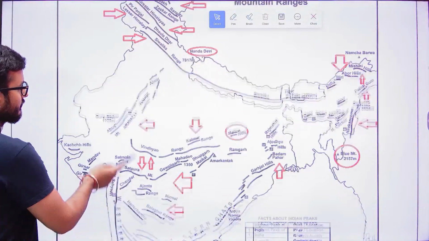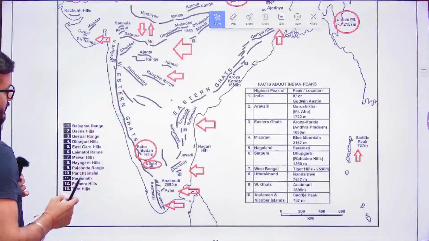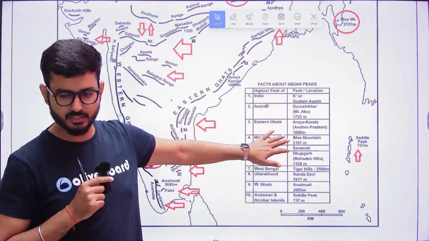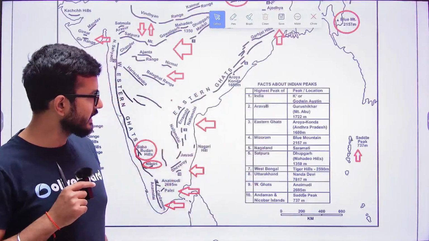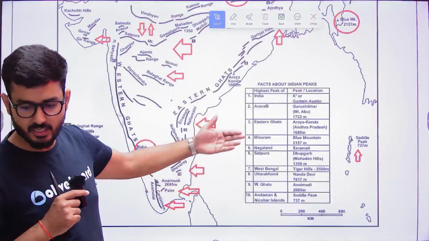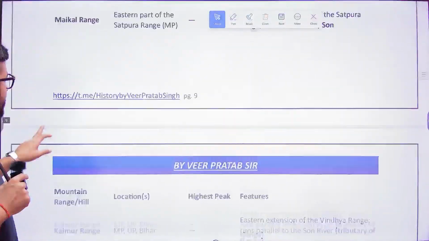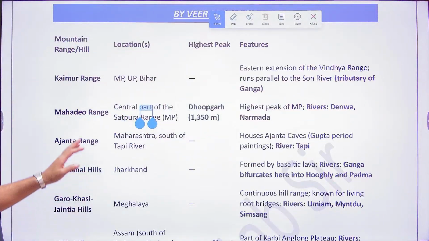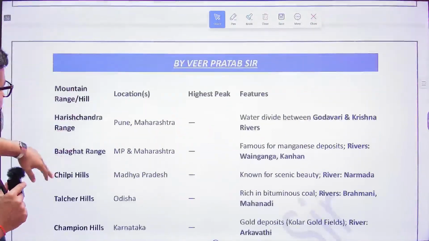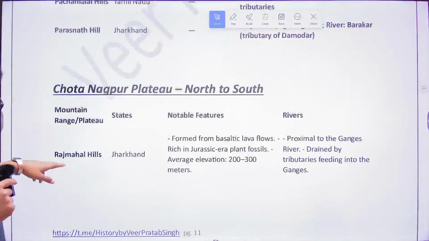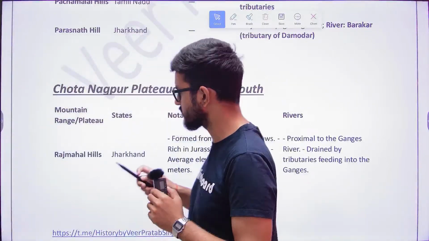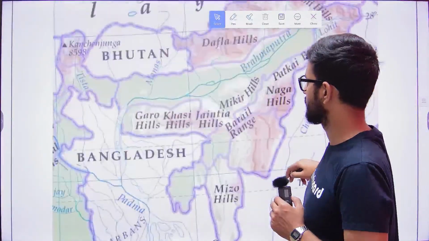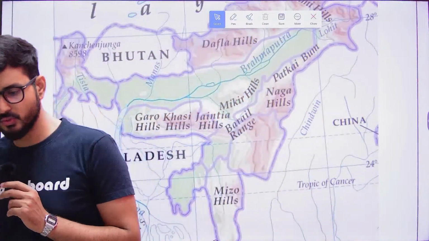So this was their year. Just look at this. Facts about the Indian peaks. You will also have to go through this. The facts about Indian peaks, which are the Indian mountain ranges and which are the highest peaks, is another aspect. Here I've added the tabular format. Here there are some features, and these are the mountain ranges of central India. You can go through them. Take 2-3 minutes. Just have a glimpse through it, and then we shall move towards the northeast.